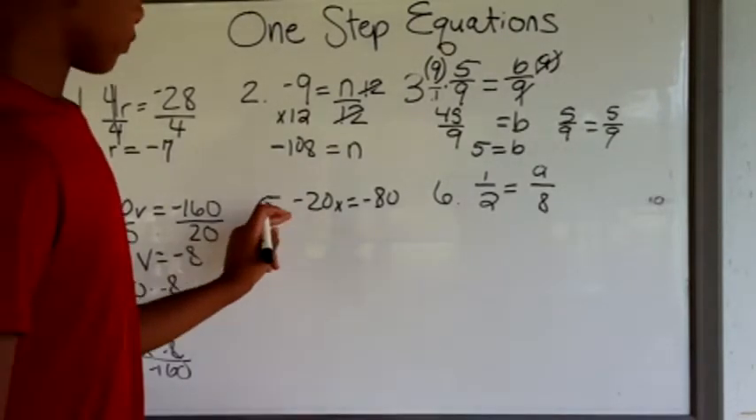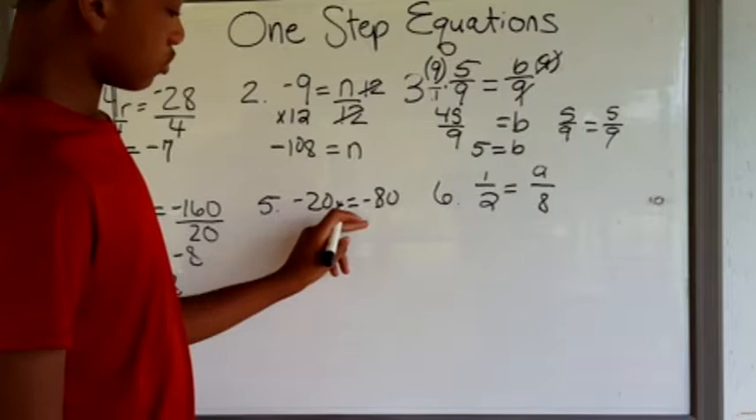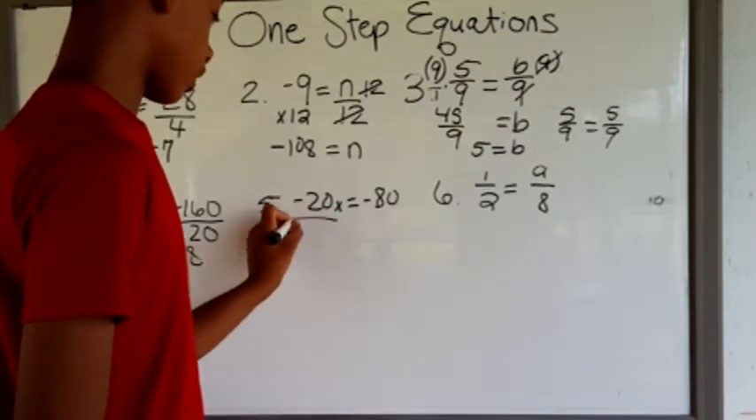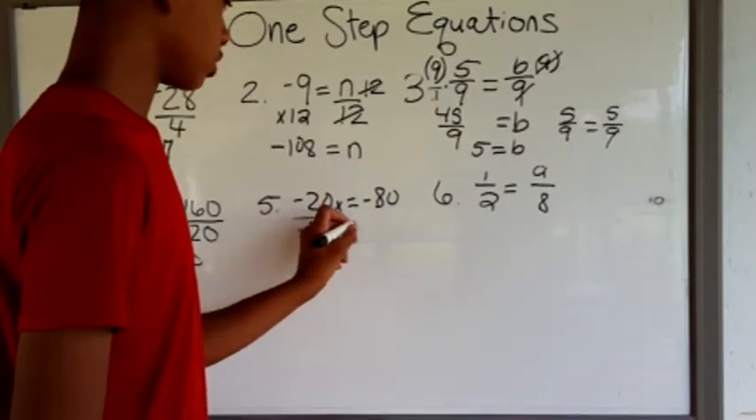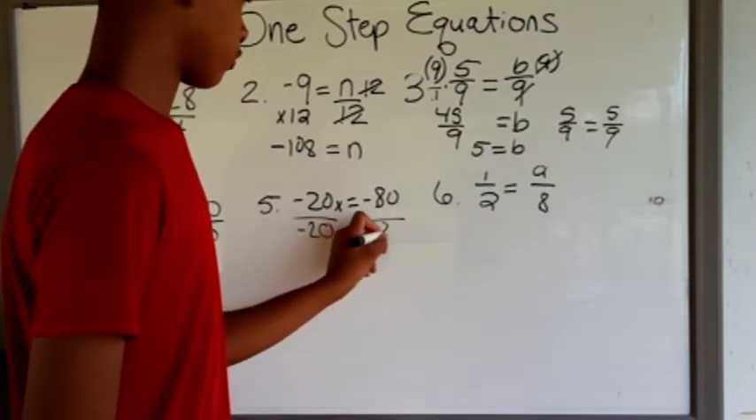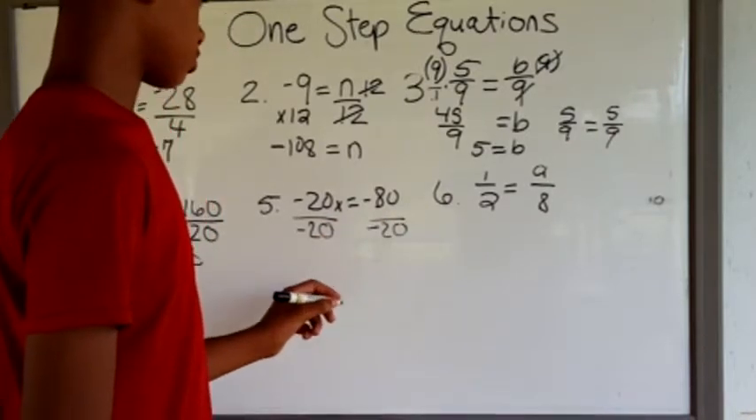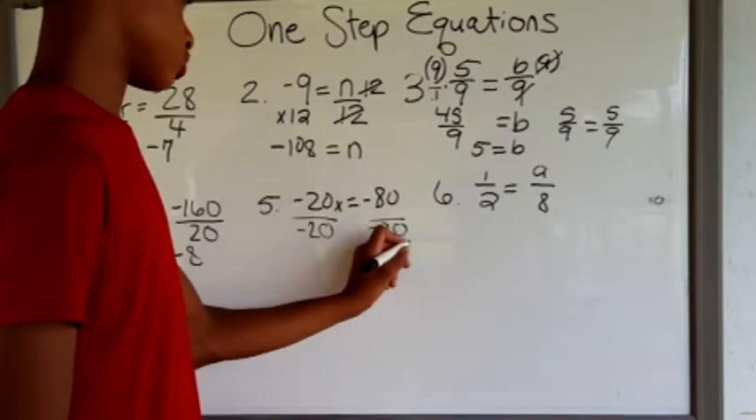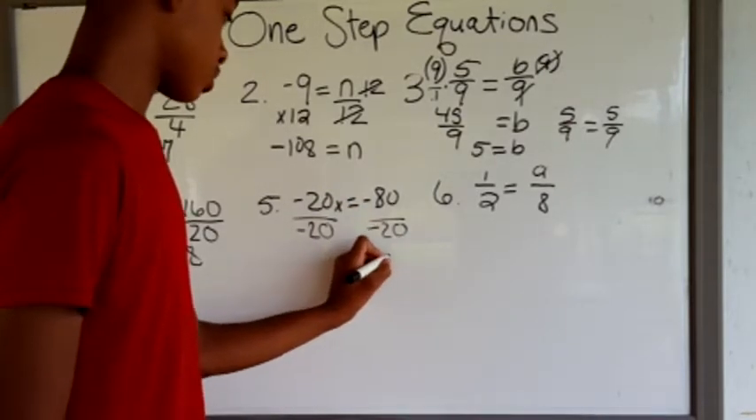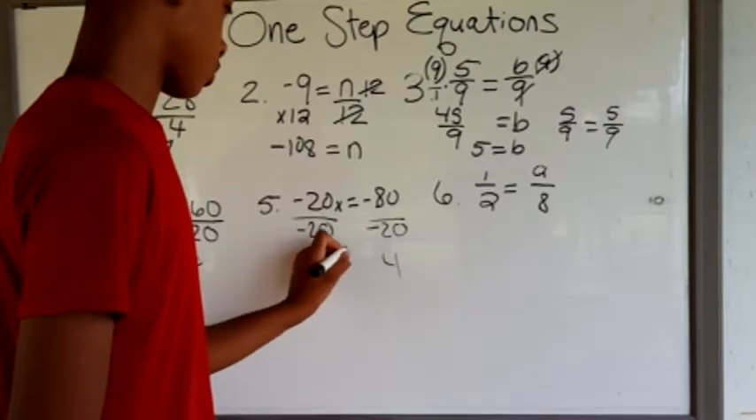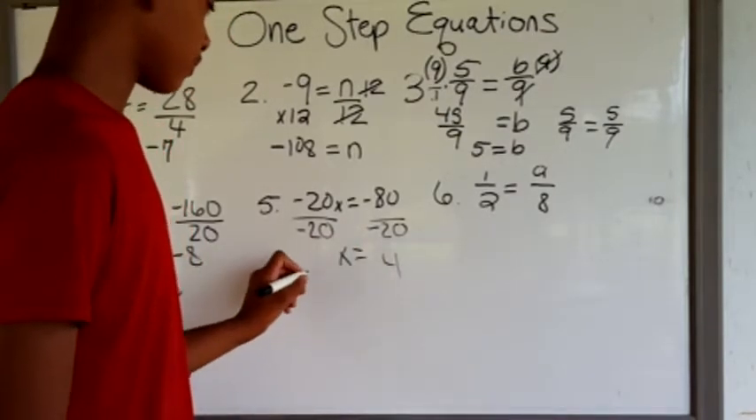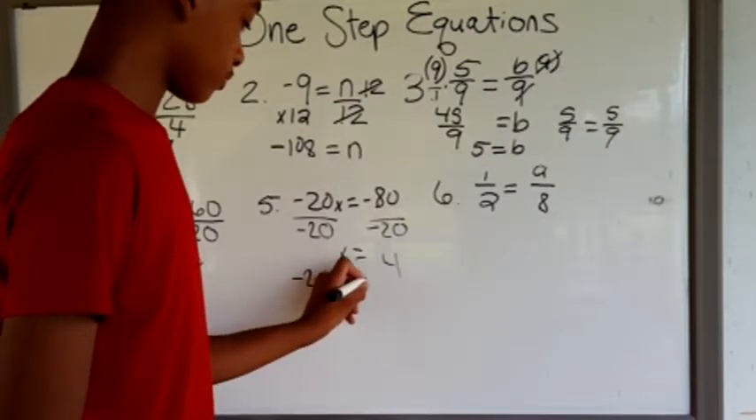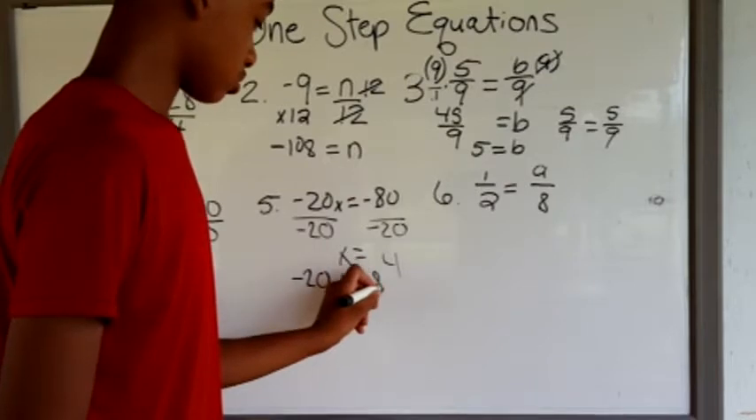So now number 5, negative 20x equals negative 80. So you divide negative 20 from negative 20 and negative 20 from negative 80. Negative 80 divided by negative 20 is going to equal positive 4. So x equals 4. Negative 20 times 4 equals negative 80.